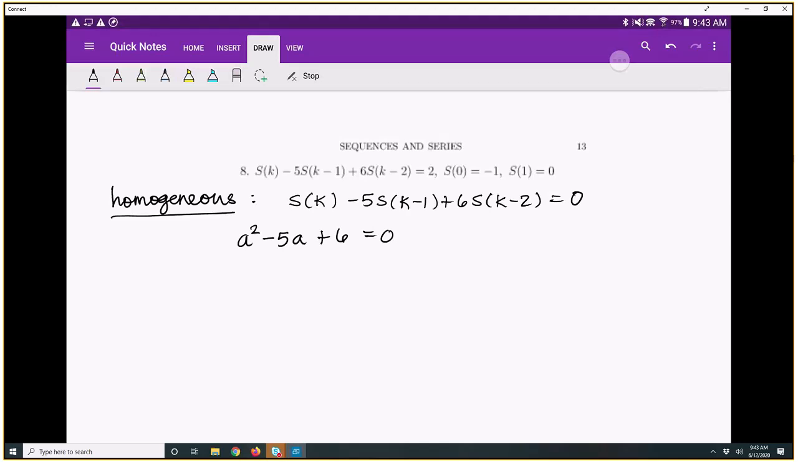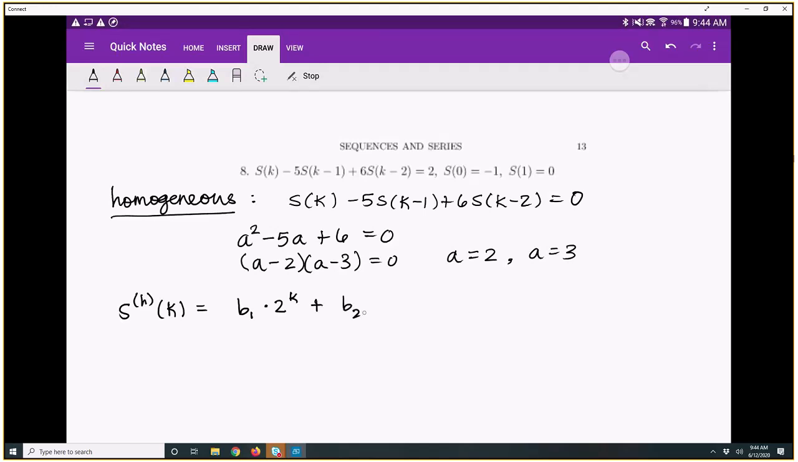And again, this equation will factor nicely. If it did not, we could use the quadratic formula to solve it, but this will factor nicely into a minus 2 times a minus 3. And so the characteristic roots are a equals 2 and a equals 3. So the homogeneous solution, I'll use the little h to denote the homogeneous solution, is going to be some coefficient b1 times 2 to the power k plus some coefficient b2 times 3 to the power k.